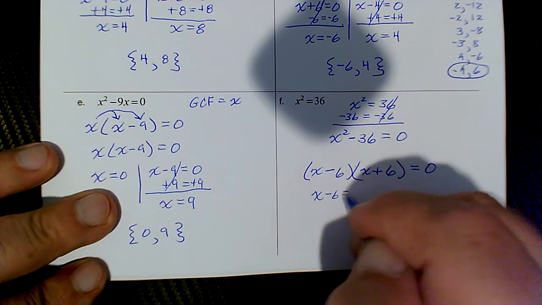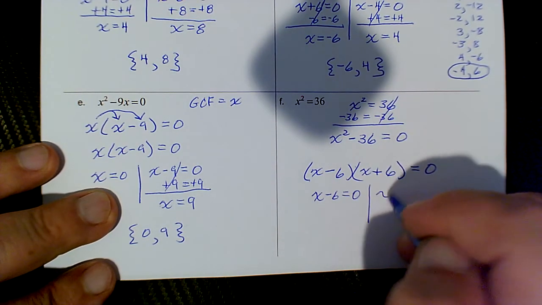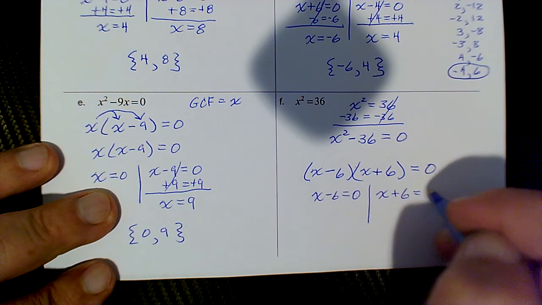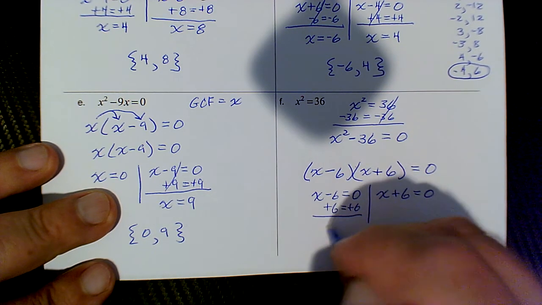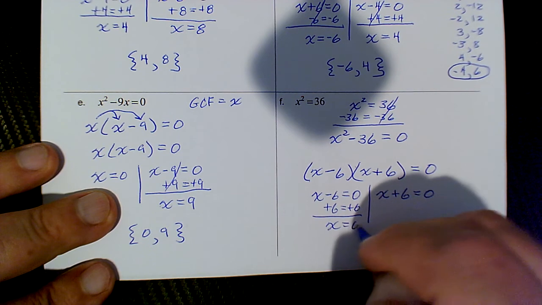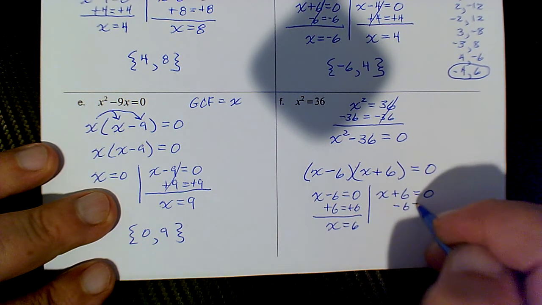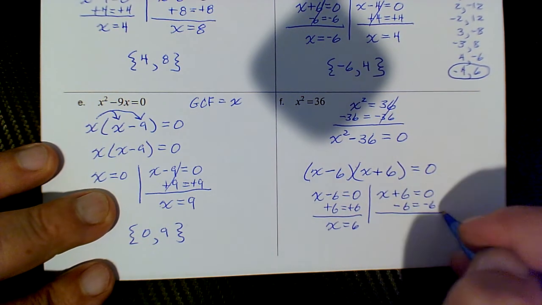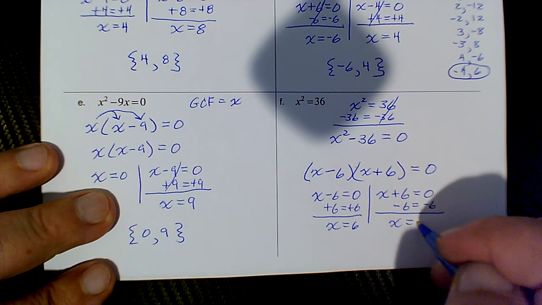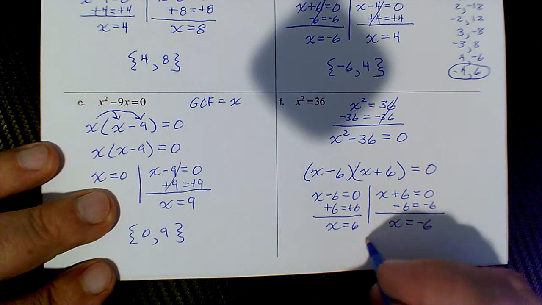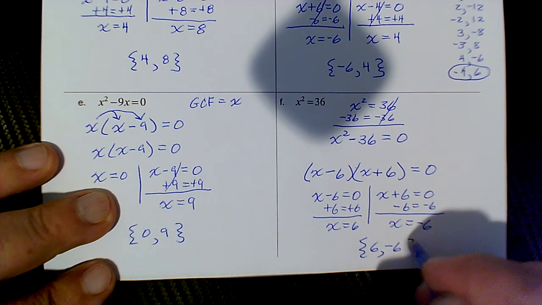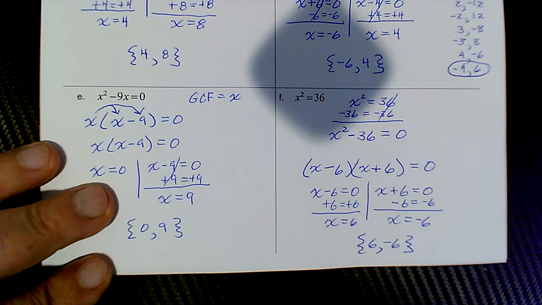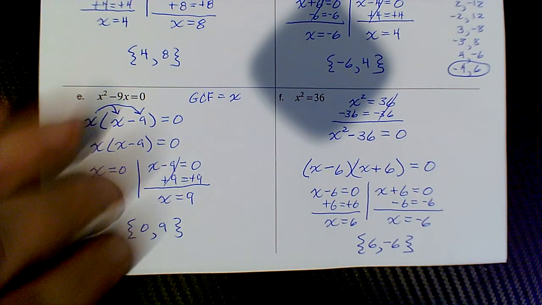So setting each factor to 0, x minus 6 is 0, x plus 6 is 0, and solving each of those, we get x equals 6. Here subtracting 6 from both sides, x is negative 6. So then, again, as a solution set, 6 and negative 6.